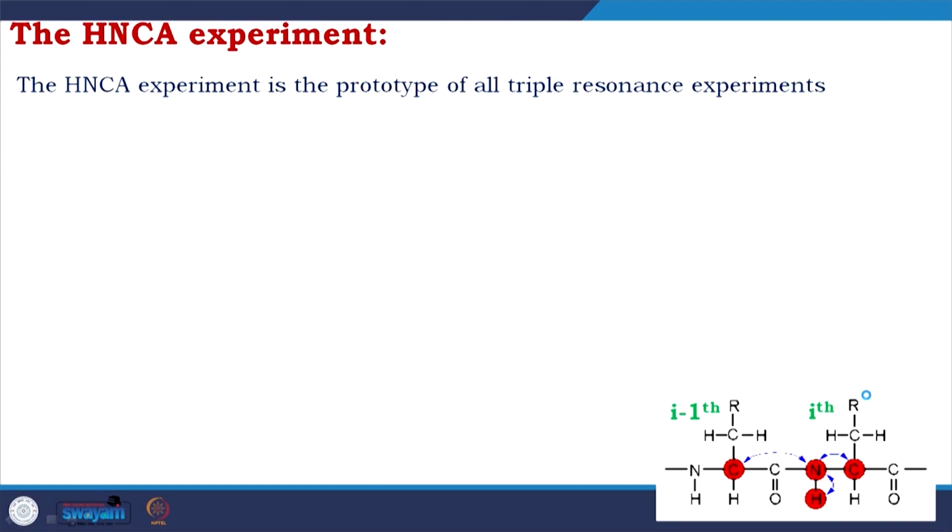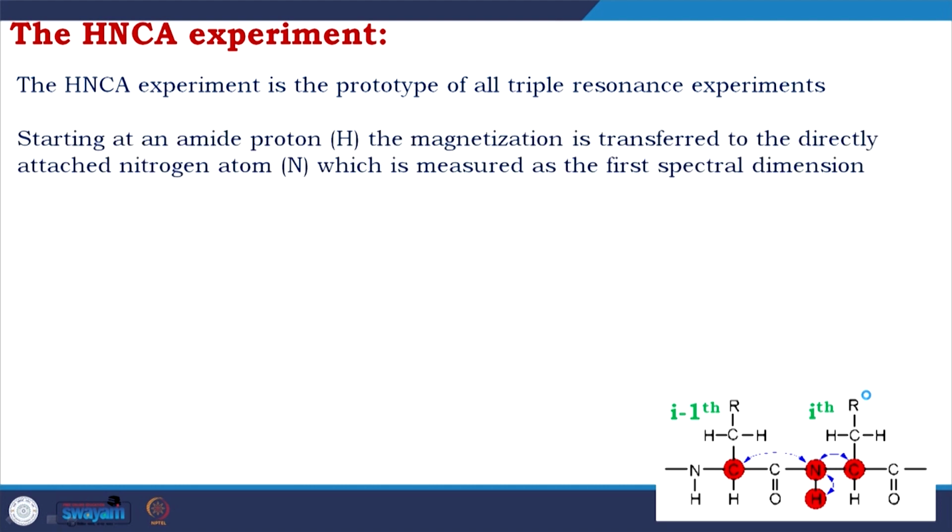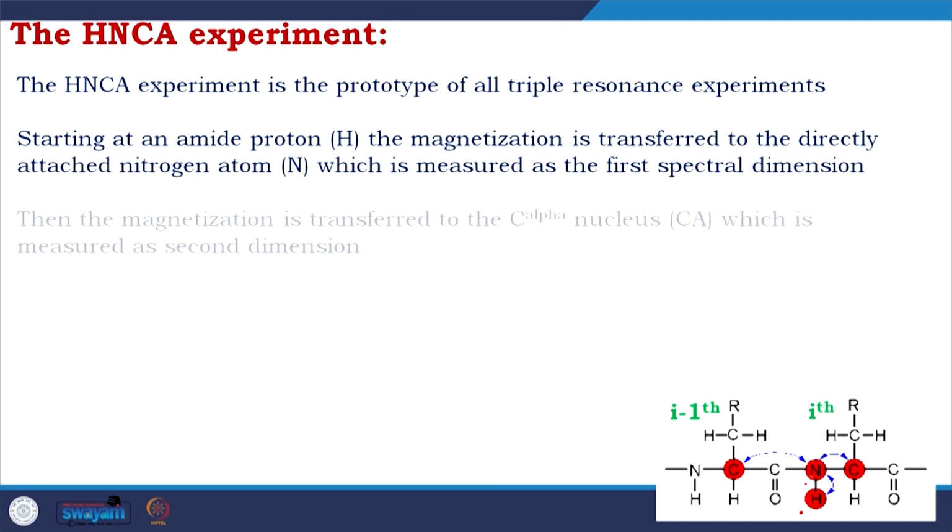The HNCA experiment is the prototype of all triple resonance experiments. If you understand HNCA, you understand all possible triple resonance experiments. Starting at an amide proton, if you see here, you have the amide proton, the hydrogen. The magnetization is transferred to the directly attached nitrogen, which is measured as the first spectral dimension. So, you will measure hydrogen to nitrogen magnetization transfer.